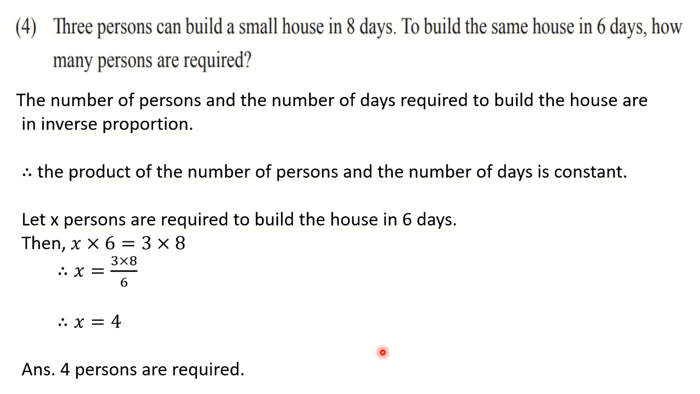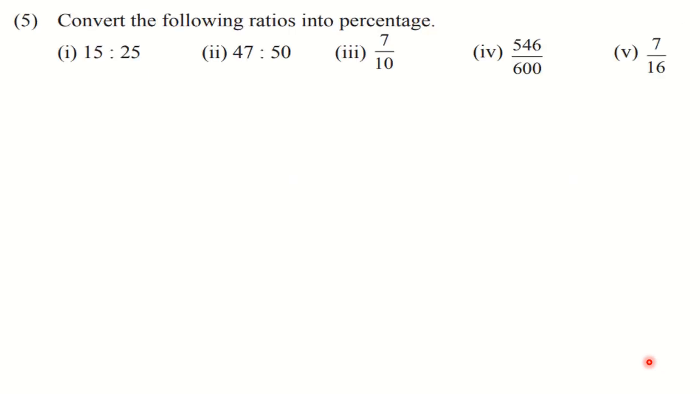Okay, so I hope you must have completed it. Let us go towards the next question. That is question number 5. Convert the following ratios into percentage. Okay, exactly reverse of the third question. Their percentage were given and we have to find out the reduced form. Here, reduced form is given and we have to find out the percentage.